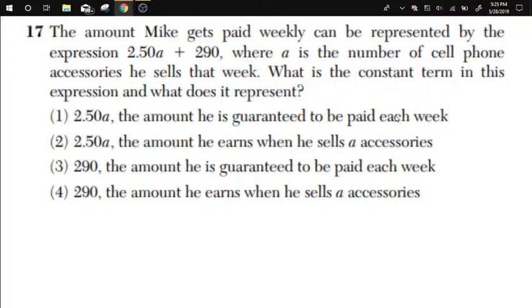250A, the amount he is guaranteed to be paid each week. 250A, the amount he earns when he sells A accessories. 290, the amount he is guaranteed to be paid each week. Or 290, the amount he earns when he sells A accessories. Okay, so first off, we have 250A. We know that 250 is multiplied by the constantly changing A value, so that is not the constant term, so we could probably eliminate these first two choices.